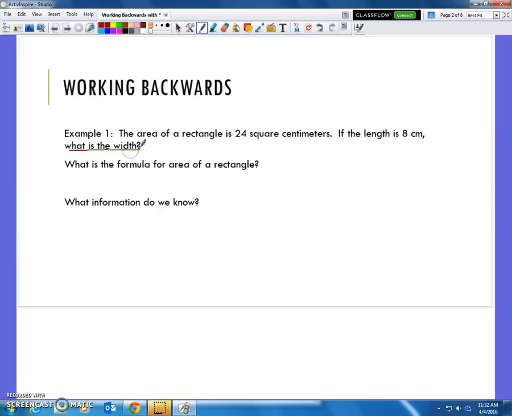So it's important to know what they're asking us. We need to know what is the width. So specifically, the formula for the area of a rectangle would be the area equals the length times the width. Well, we do know some of the stuff. We know that the area is 24 square centimeters, and we know the length is 8 centimeters.